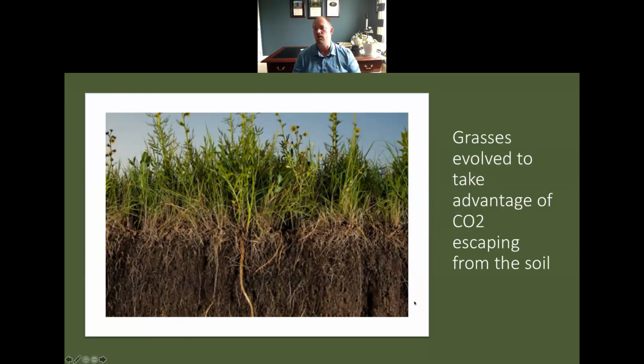And grasses are no exception. They actually evolved to take advantage of CO2 escaping from the soil. That's why they actually grow so closely to the soil.